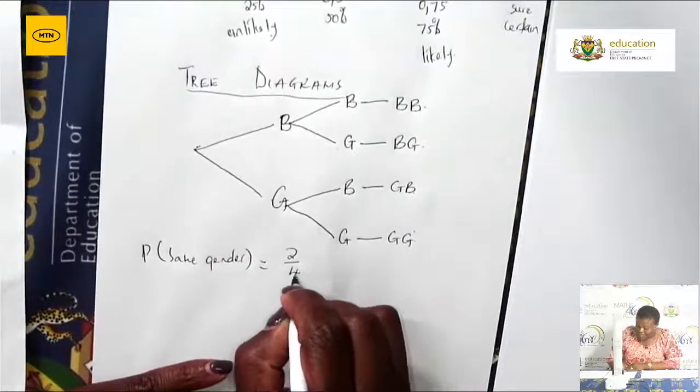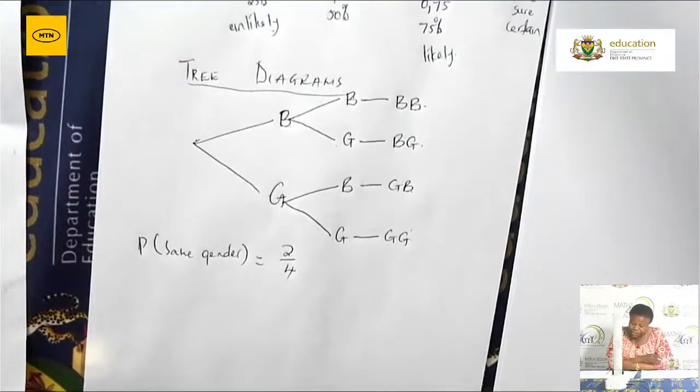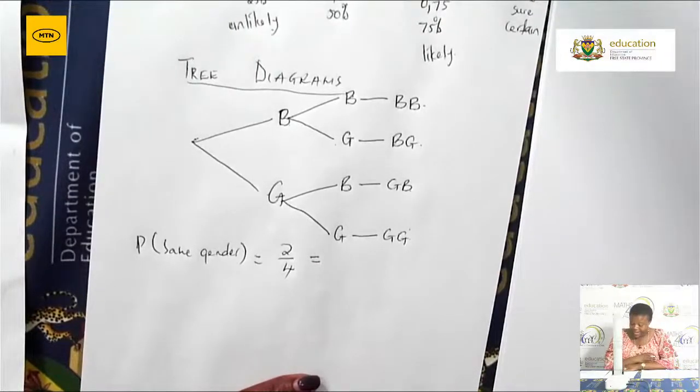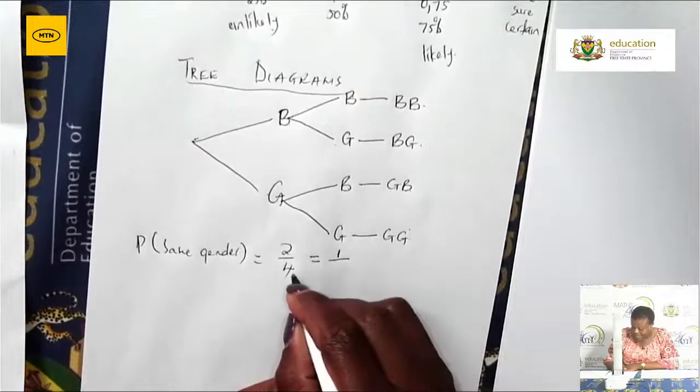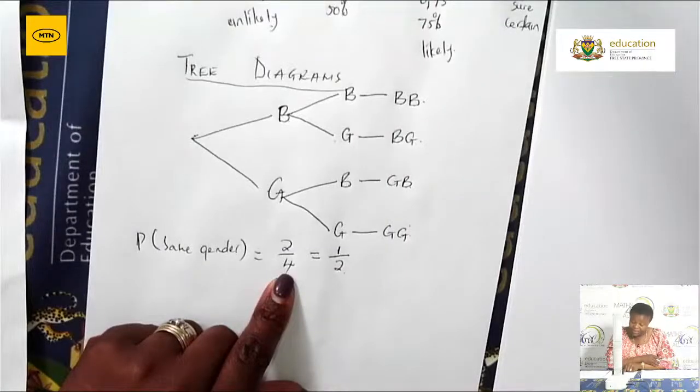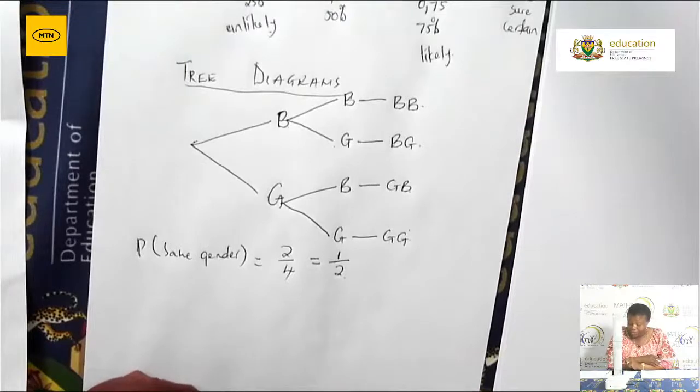And in the case where the question says simplify, because I'm having two over four outcomes, I simplify. When I simplify, I look for the number that can go into two and four, and that number is two. So I divide two by two, then I get one. I divide four by two, then I get two. So in the case the question says determine the probability of Mira Mokgethi getting the same gender and simplify your answer, we expect you to have the numerator and the denominator simplified. In the first instance, it was 2 over 4. Then when we simplify, it takes us to 1 over 2, which is half.